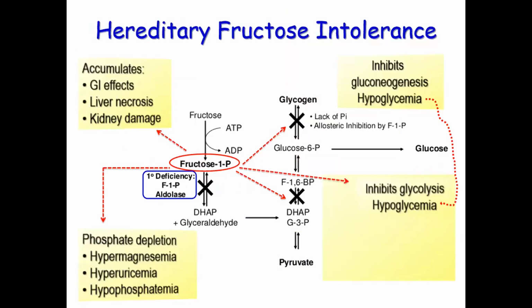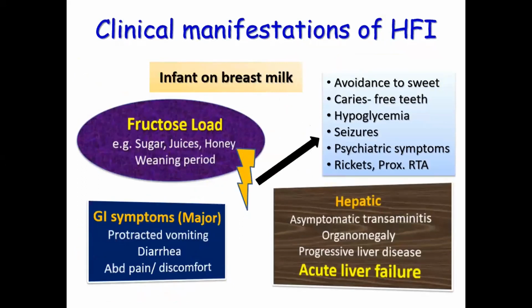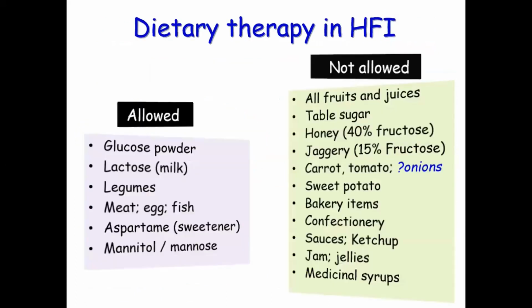The fourth condition I'll talk to you about is hereditary fructose intolerance. Here, fructose is not converted, and thereby glucose is not generated enough, and it causes hypoglycemia. What happens in this? If you give a fructose load, then you have GI symptoms, you have hepatic symptoms, and sometimes even psychiatric symptoms and seizures in children.